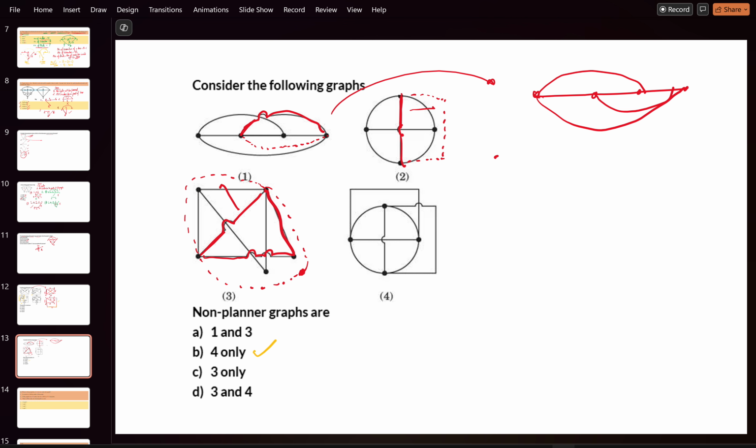But the fourth, if you see, you cannot draw it outside. Suppose I wanted to draw this branch outside. If you wanted to draw it, there will be a crossover. There is one crossover here as well. If you wanted to draw this branch outside, there will be one crossover. So the fourth is not a planar structure. It's a kind of non-planar structure. So option B is actually correct. Any doubt?